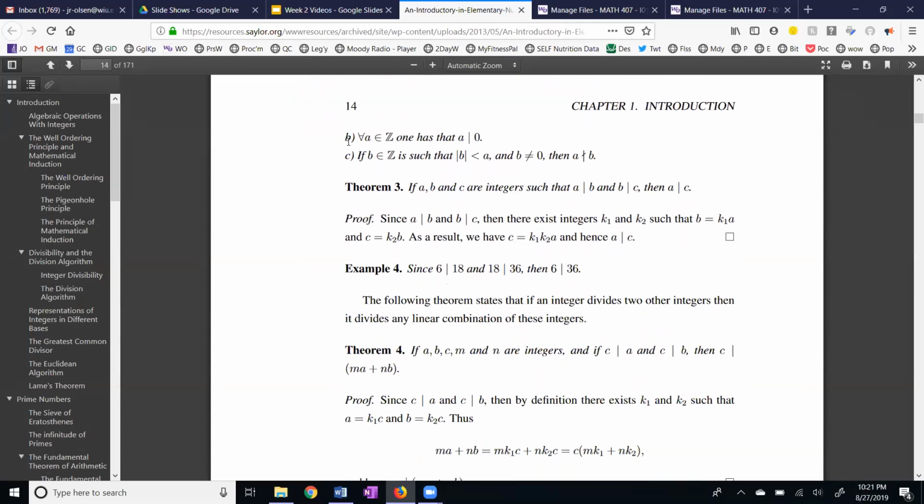This statement B here, this upside down A means for all. For all integers A, one has A divides 0. Any integer divides 0, and that's going to be one of our practice problems. Let's look at theorem 3. If A, B, and C are integers such that A divides B and B divides C, then A divides C. Let's prove this.